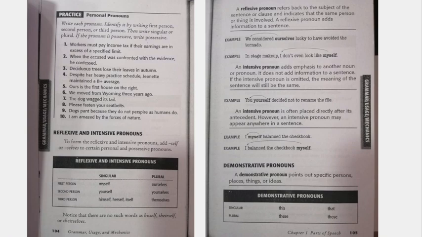Now let's go to demonstrative pronouns. A demonstrative pronoun points out specific persons, places, things, or ideas. Examples of demonstrative pronouns include this, which is the singular form, and these, the plural form.